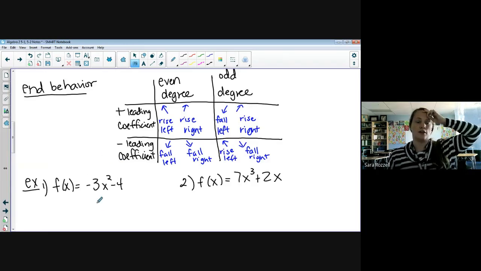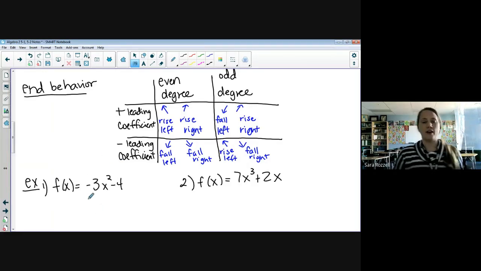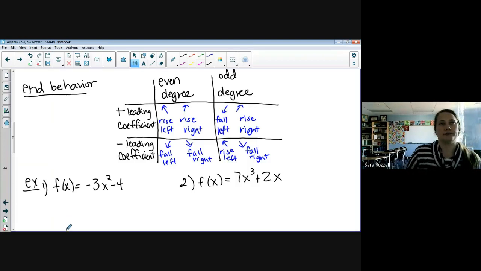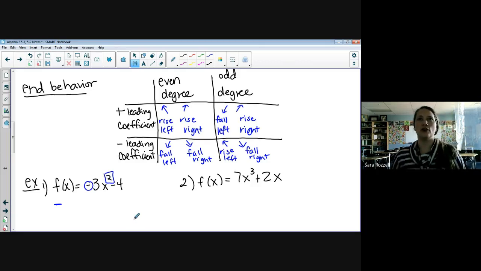Okay. So first off, is this graph a positive graph or a negative graph? Look at the very beginning. It is a negative, right, because of this. So that's a negative graph. What is the highest power that you see? 2. So our degree is 2. Is 2 even or odd? Even. So this is a negative even graph.